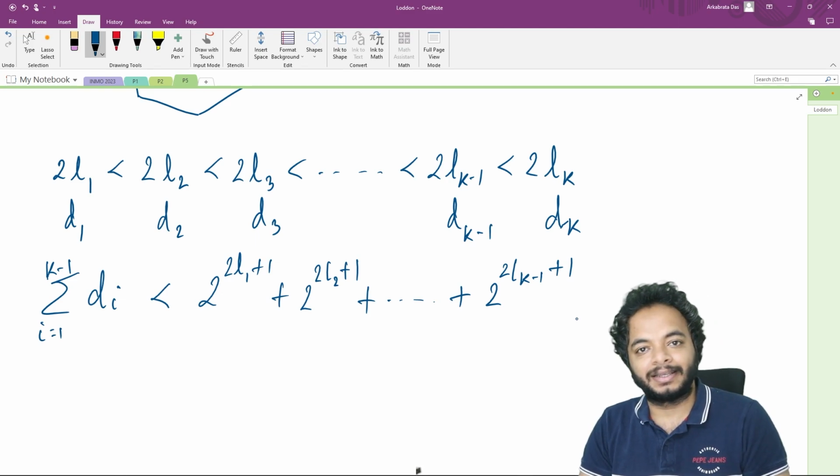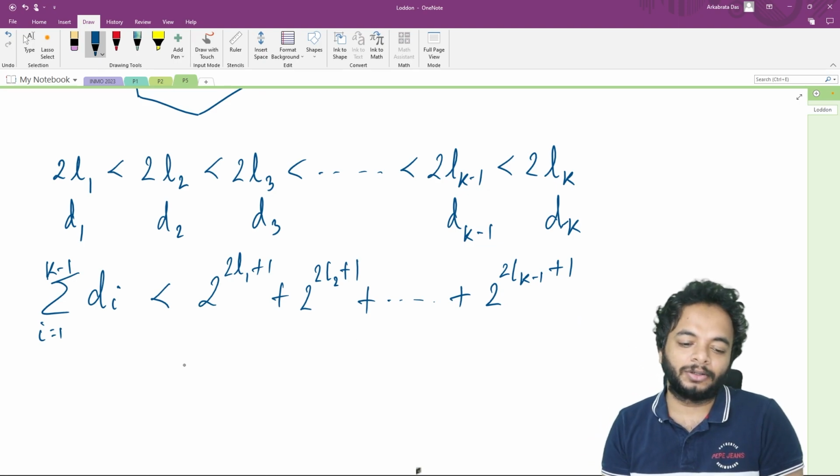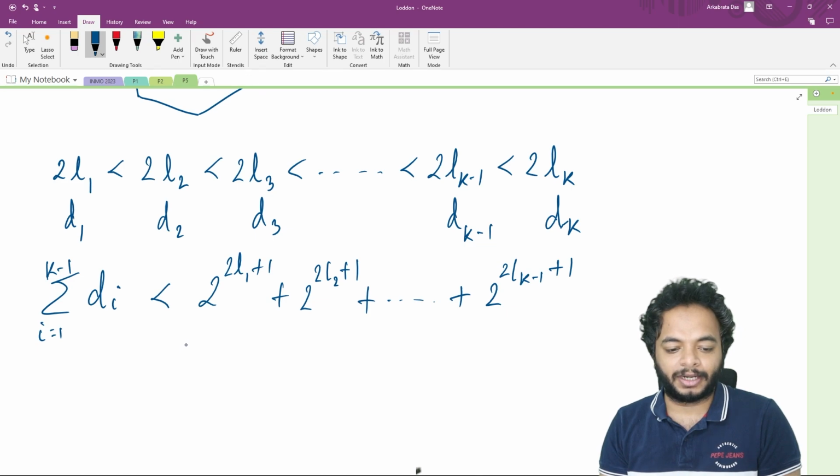So those L_i might not be consecutive. I don't know the common ratio, and so I can't sum it up. But what I can do is, since the last one is the greatest one, I'll take that common: 2 to the power 2L_k minus 1, plus 1.